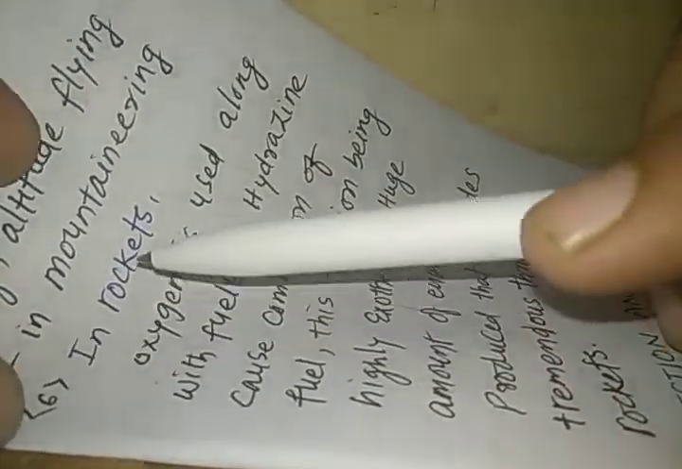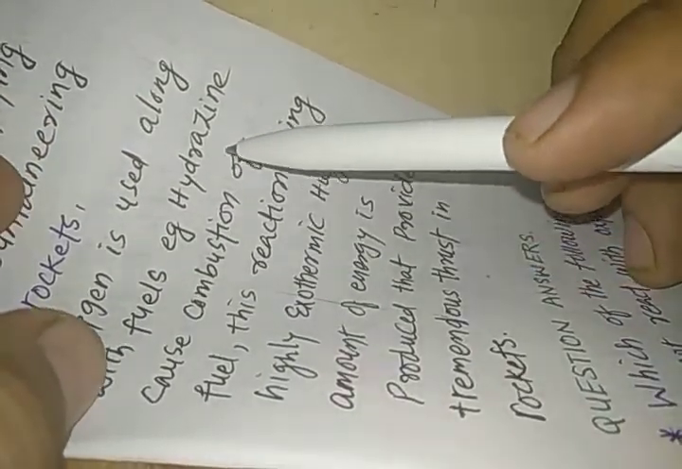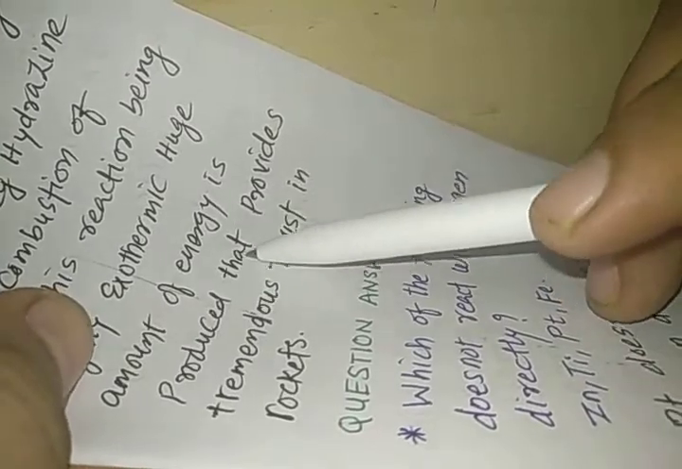Oxygen is used in rockets. Oxygen is used along with fuels, for example hydrazine, to cause combustion of the fuel. This reaction being highly exothermic, a huge amount of energy is produced that provides tremendous thrust in rockets. So this is how we can understand the various uses of oxygen.